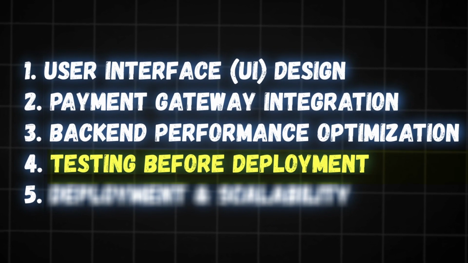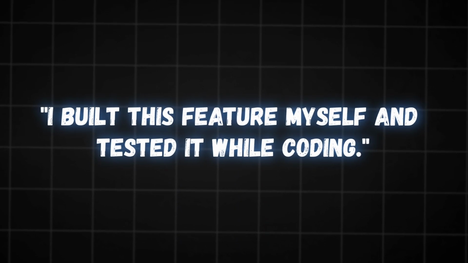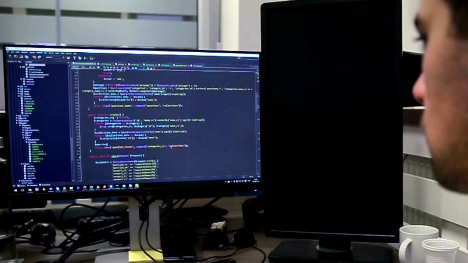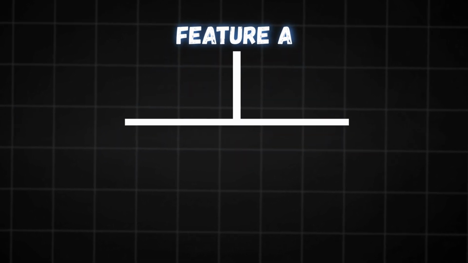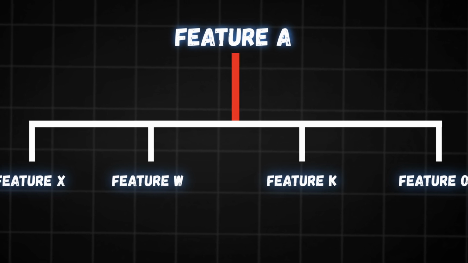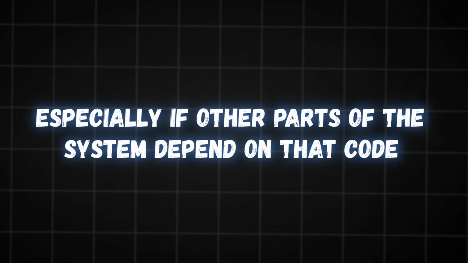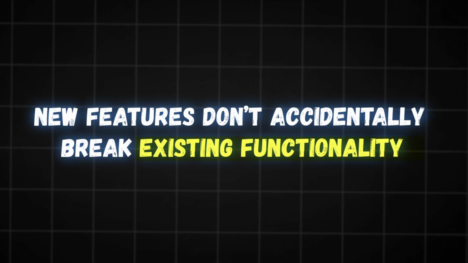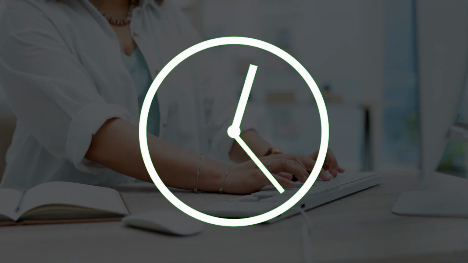Testing is one of the most overlooked steps in SaaS development. Many developers skip it. I built this feature myself and tested it while coding, but that's not enough. After implementing a new feature, it's essential to test not just the feature itself, but how it affects the rest of the application. Even small changes can break something you didn't expect, especially if other parts of the system depend on that code. Always perform full regression testing after development. This ensures that new features don't accidentally break existing functionality. Automated testing can also help catch issues early and save a lot of time in the long run.